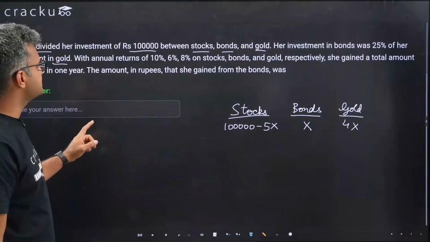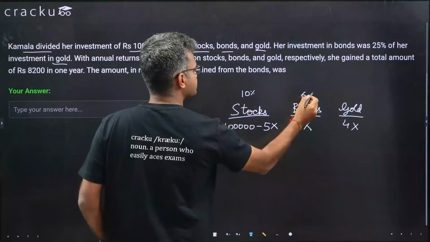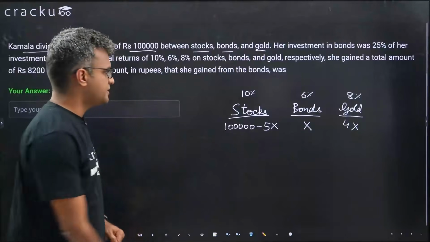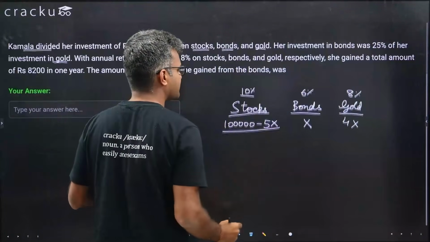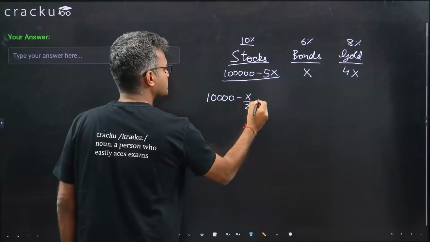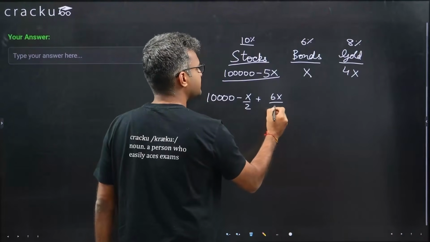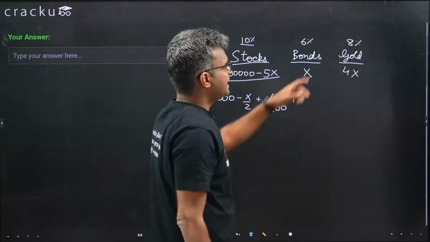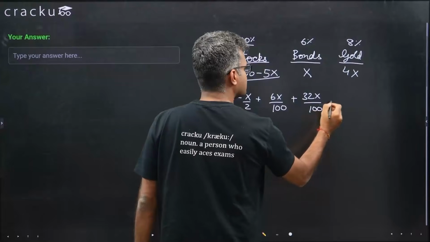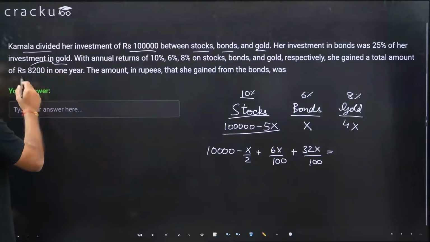Now the annual returns are 10% in stocks, 6% in bonds, and 8% in gold. So what is the total money that she will make? It will be 10% of 1 lakh minus 5x, which is 10,000 minus x by 2, plus 6% of x, which is 6x by 100, plus 8% of 4x, which is 32x by 100. This is her total return on investment, which we are told is equal to 8,200.